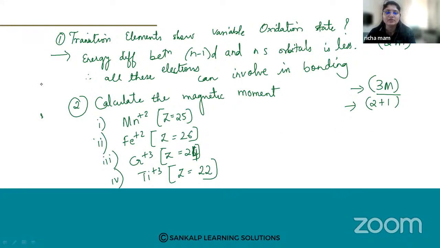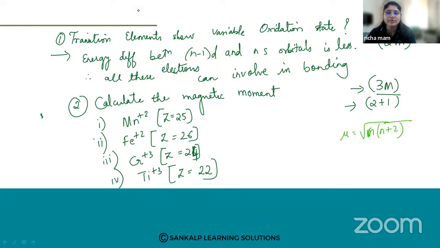You know the formula. What is the formula? Mu is equal to root of n into n plus 2. Do it, solve it, and please tell me the answers.